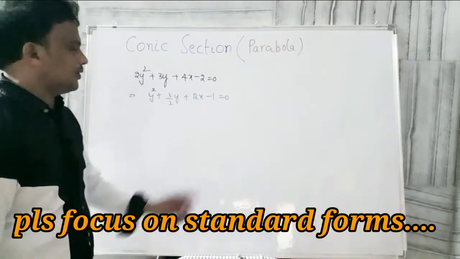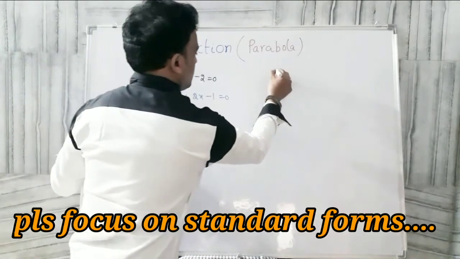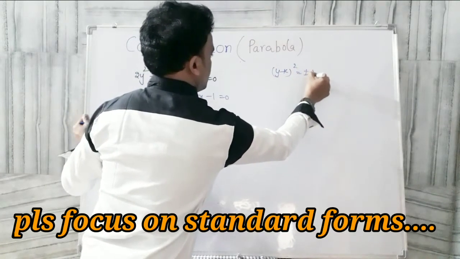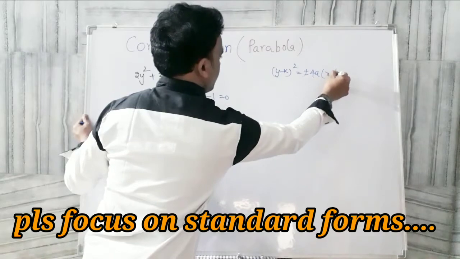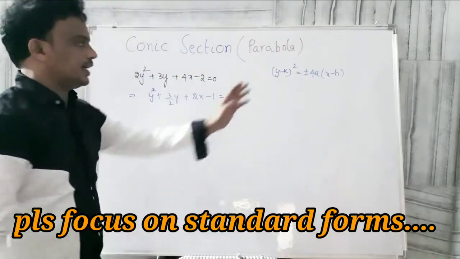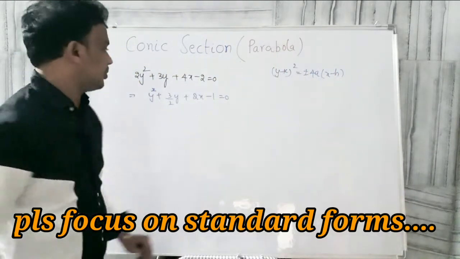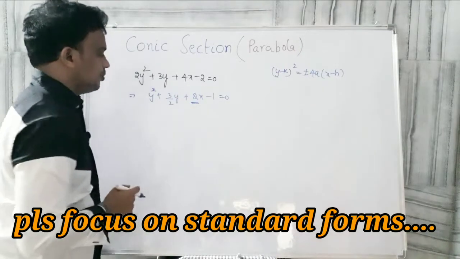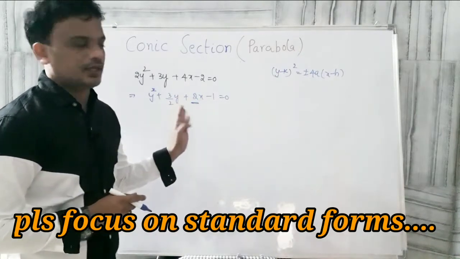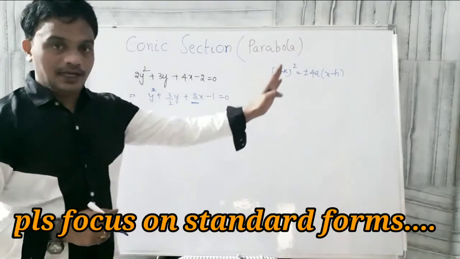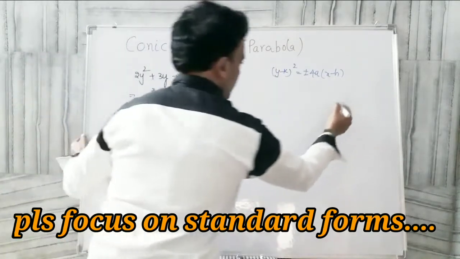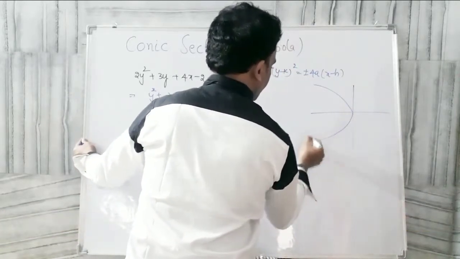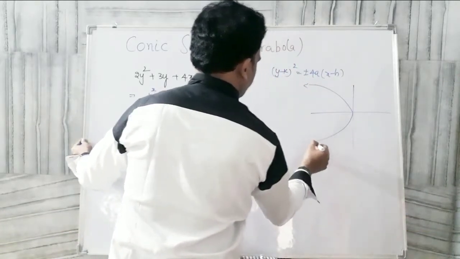It may be in the form y minus k whole square equals plus or minus 4a into x minus h, but we don't know whether it is a right handed side parabola or a left handed side parabola. Here the x coefficient is positive 2, and that means it is clearly a left handed side opened parabola.